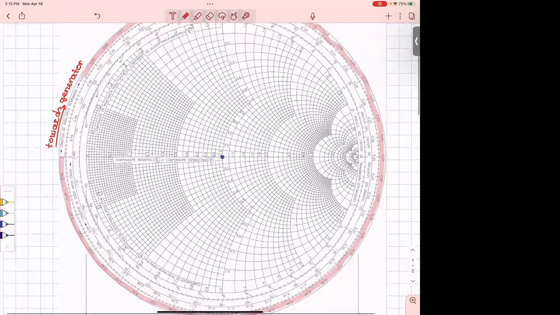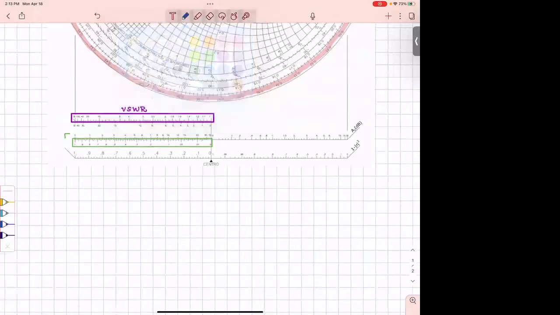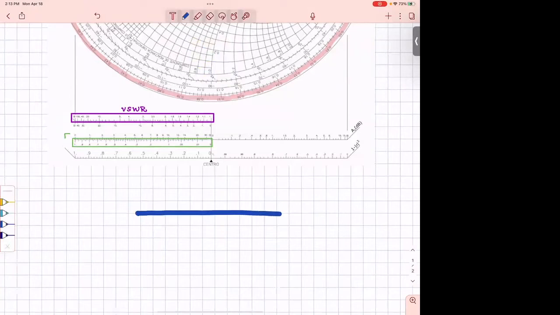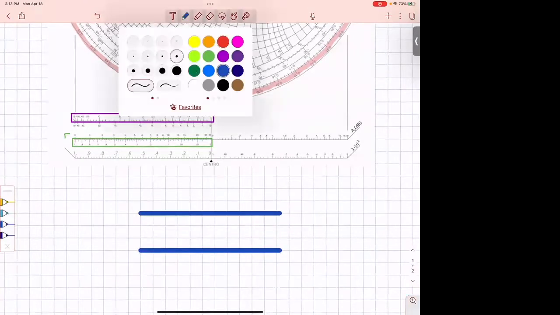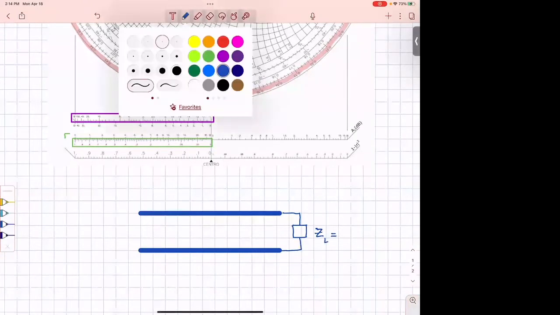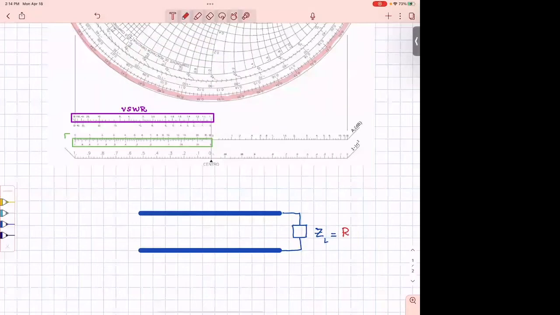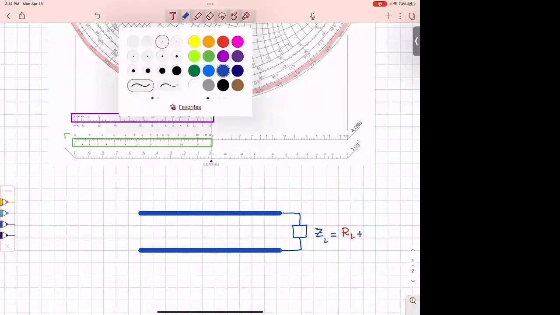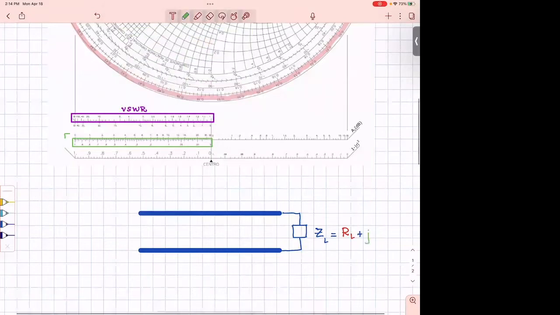It shows that if I have a transmission line here, and then duplicate that. And if the line has a load at the end, all right, here, and the load is Z_L equal to R_L plus, and I use different colors because we are going to use different of those lines, jX_L.